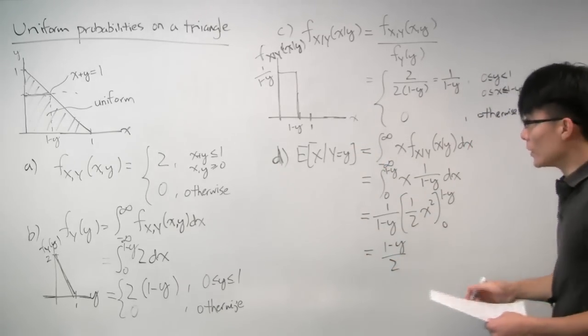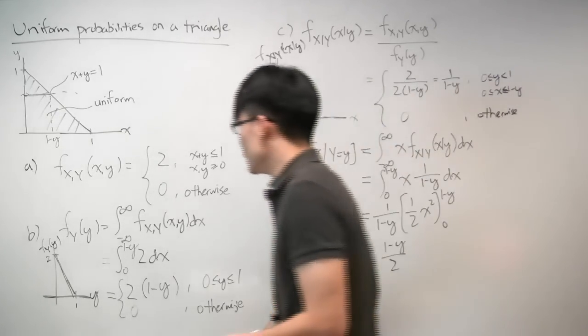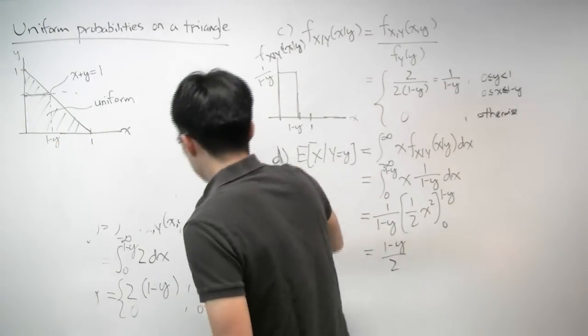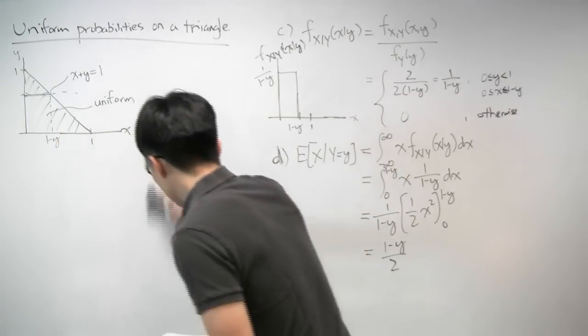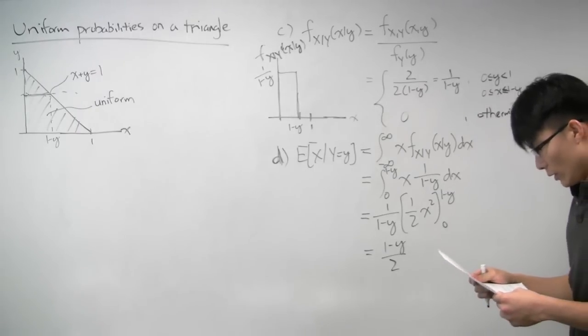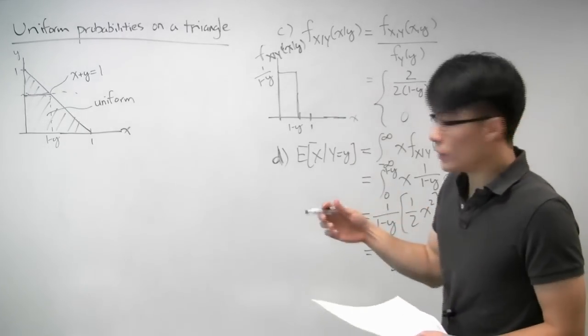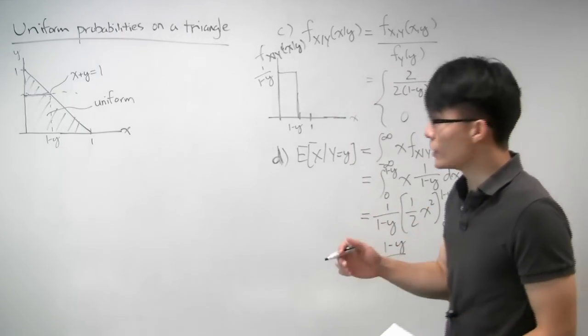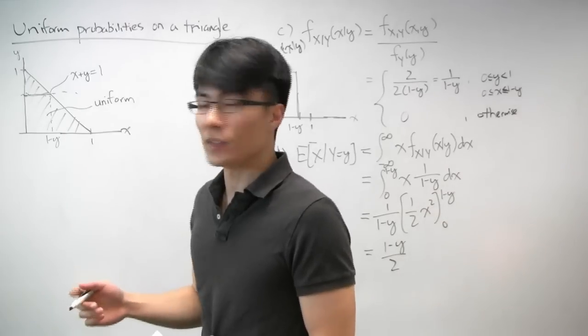All right. Now, the second part of part D asks us to do a little bit more. We have to use the total expectation theorem in order to somehow write the expectation of x in terms of the expectation of y.